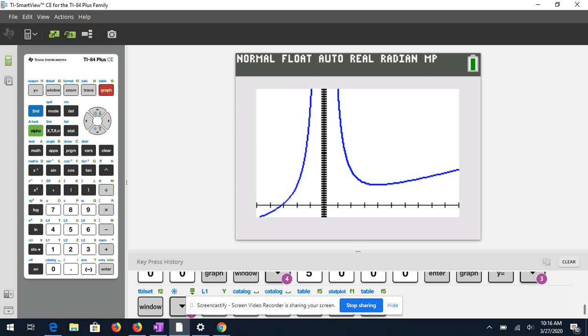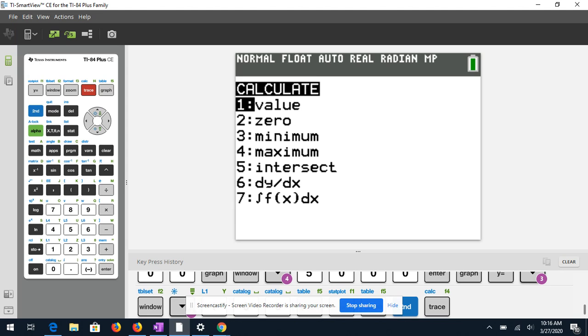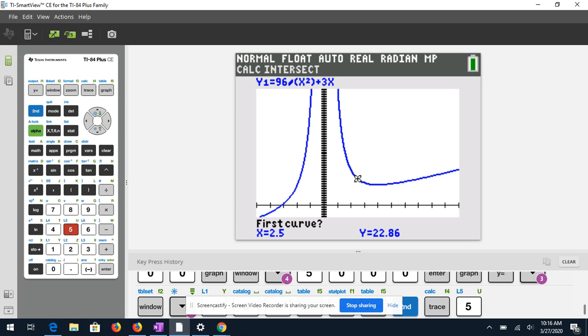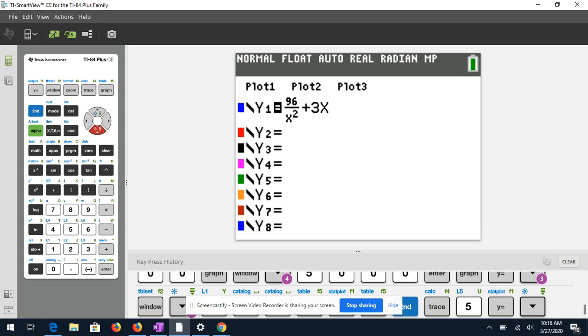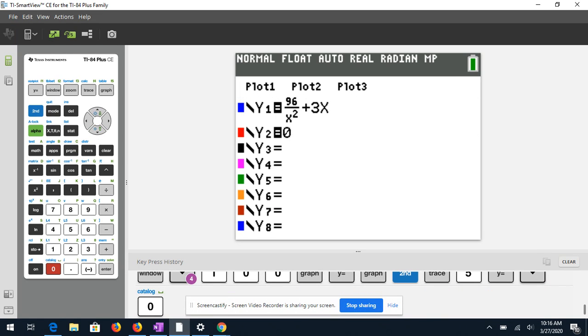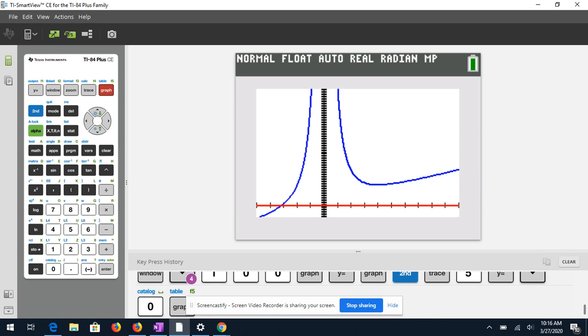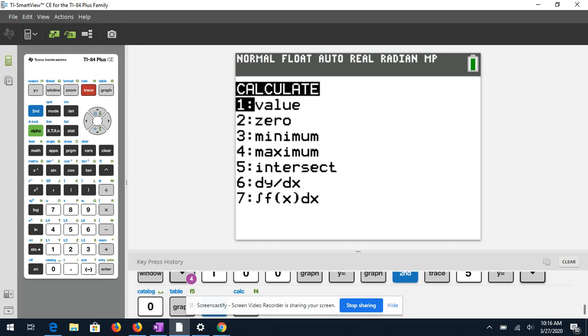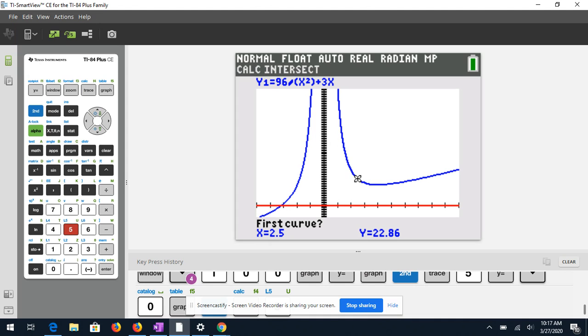If I go to the graph, again, it gives me a sketch of what the graph should look like. I can see that there is an x-intercept down on the bottom left-hand side. So I'm going to go to second trace number 5. Actually, before I do that, I should put 0 into y2, so that it gives me that red line on the graph. Now I go to second trace number 5 for intersect.